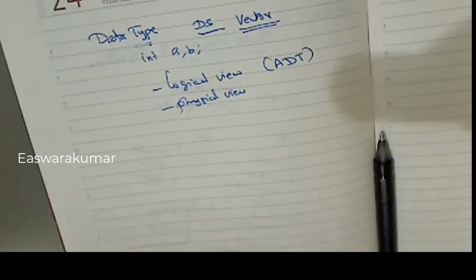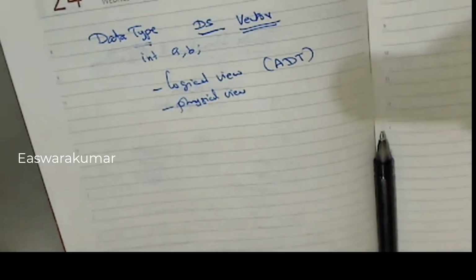Okay. And once they know that, they can just call the operation. But how the operation executes, there may be some programming code or implementation details, but the end user need not know about it. So that is called the logical view.